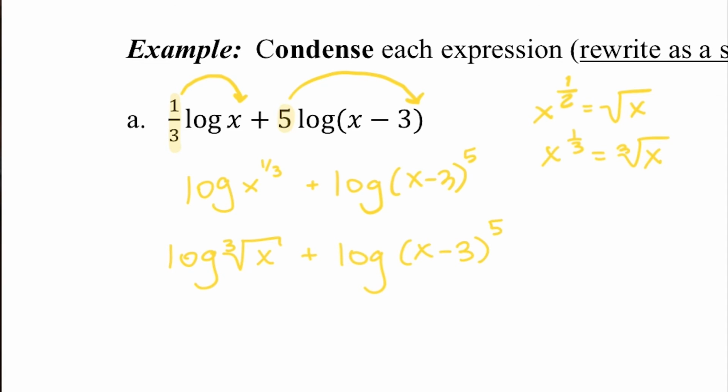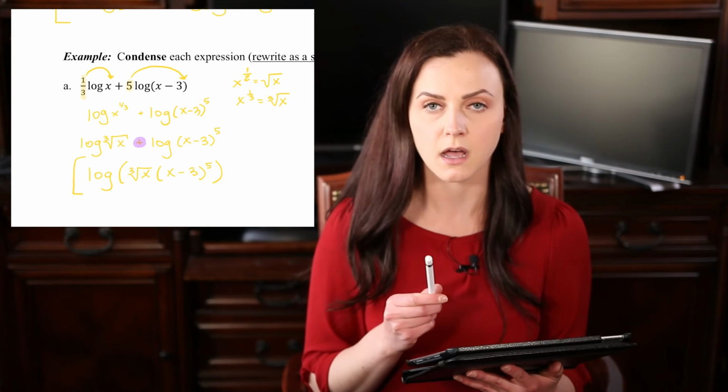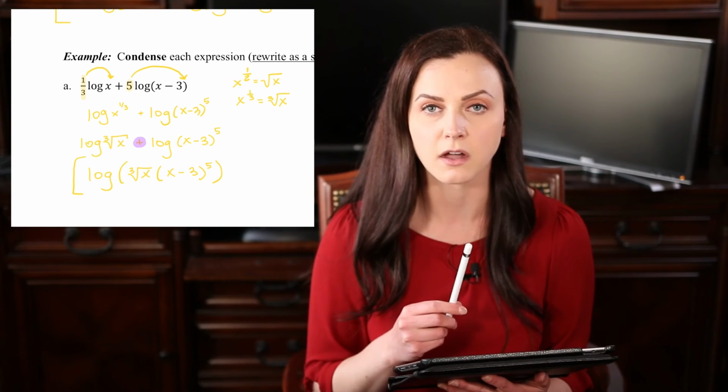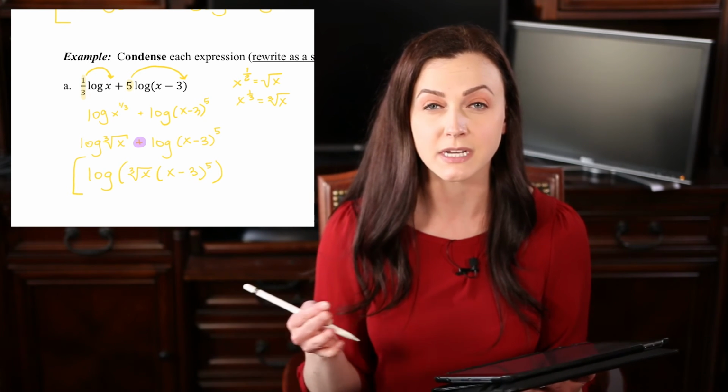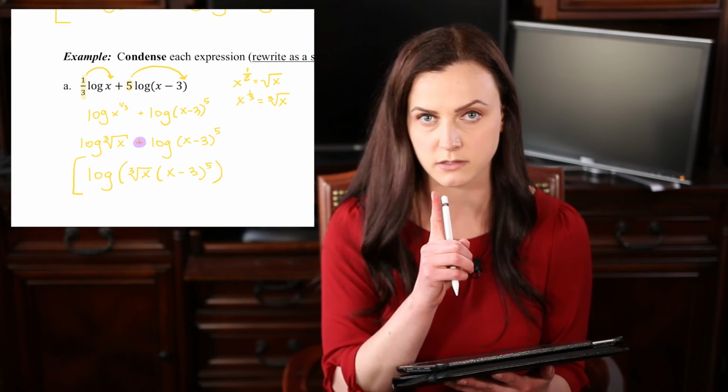So now we need to condense it using the product property. So these 2 logs are being added together, which means when I condense them, the insides will multiply together. So I'll have cubed root of x times x minus 3 to the 5th. And that would be your answer. When you condense logs, you should only ever have log written one time. When it's expanded, you'll have multiple, but when you condense it, it should only be written once.